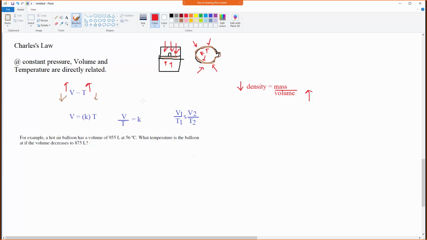And so if you want to bring it back down, one of the things you do is you just let it cool off, right? As the temperature goes down, the volume goes down. As the volume goes down, your density goes back up, and you start to fall slowly. Controlled fall out of the air.